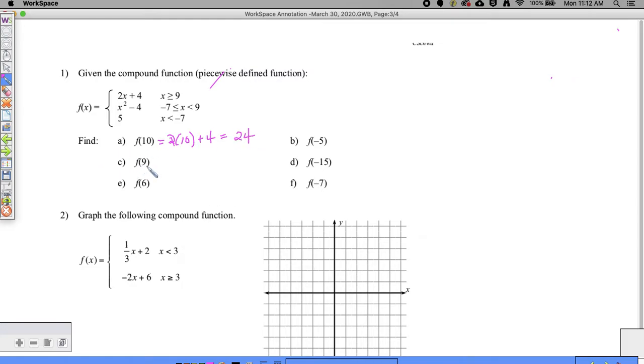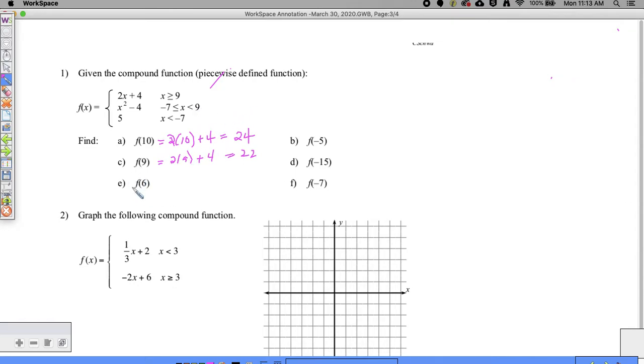If I want to find f of 9, it goes with the top function because it's equal to 9. So therefore, this is going to be 2 times 9 plus 4, so that's 18 and 4 is 22. Now, the important thing to remember is, I can't plug 9 into this function because it's everything leading up to 9. I can put in 8.9999999, I just can't plug in 9 because 9 doesn't get included, okay?